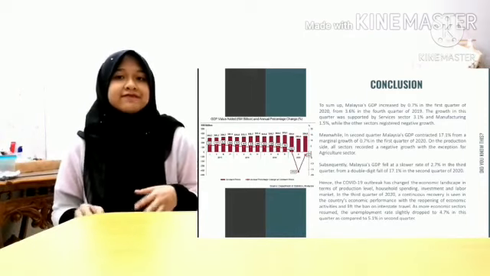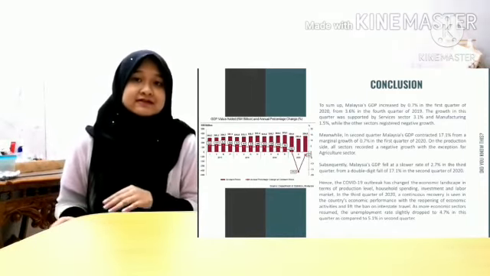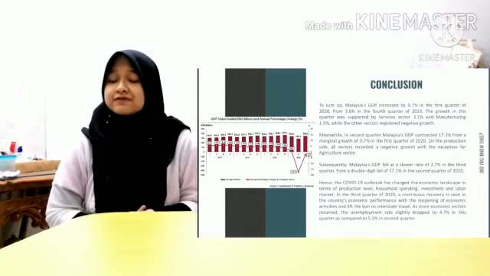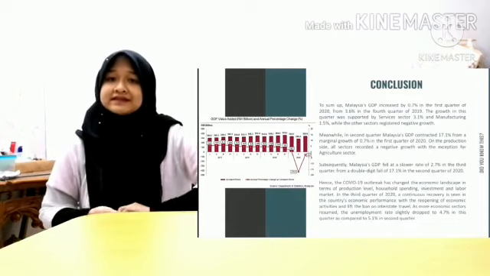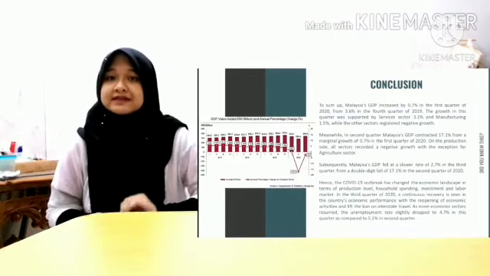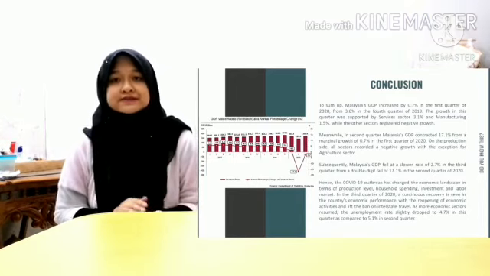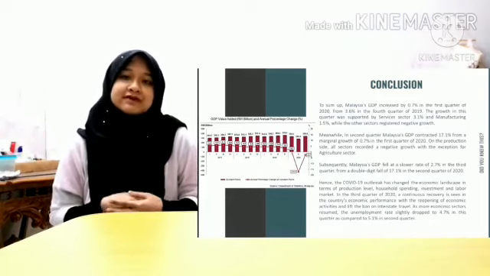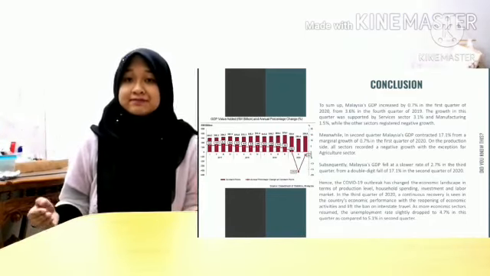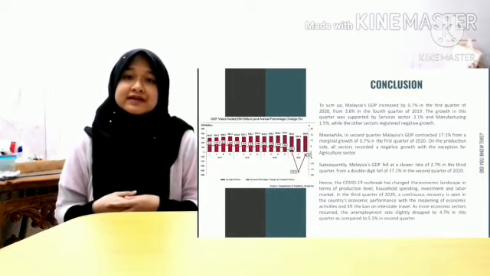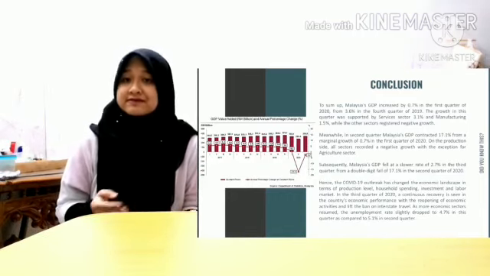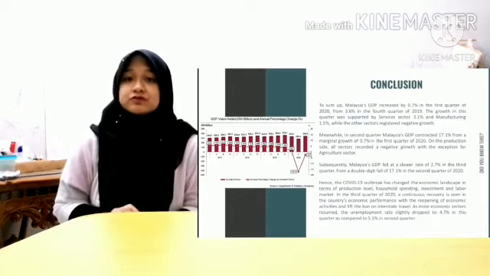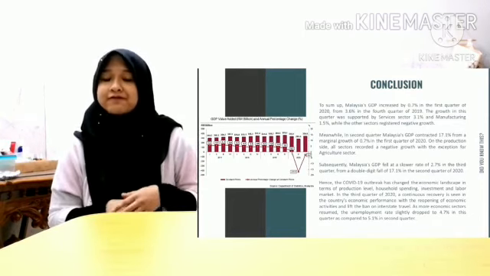Subsequently, Malaysia's GDP fell at a slower rate of 2.7% in the third quarter from a double-digit fall of 17.1% in the second quarter of 2020. Hence, the COVID-19 outbreak has changed the economic landscape in terms of production level, household spending, investment and labour market. In the third quarter of 2020, a continuous recovery is seen in the country's economic performance, with the reopening of economic activities and the lifting of the ban on interstate travel. As more economic sectors resume, the unemployment rate slightly decreased to 4.7% in the quarter as compared to 5.1% in the second quarter.